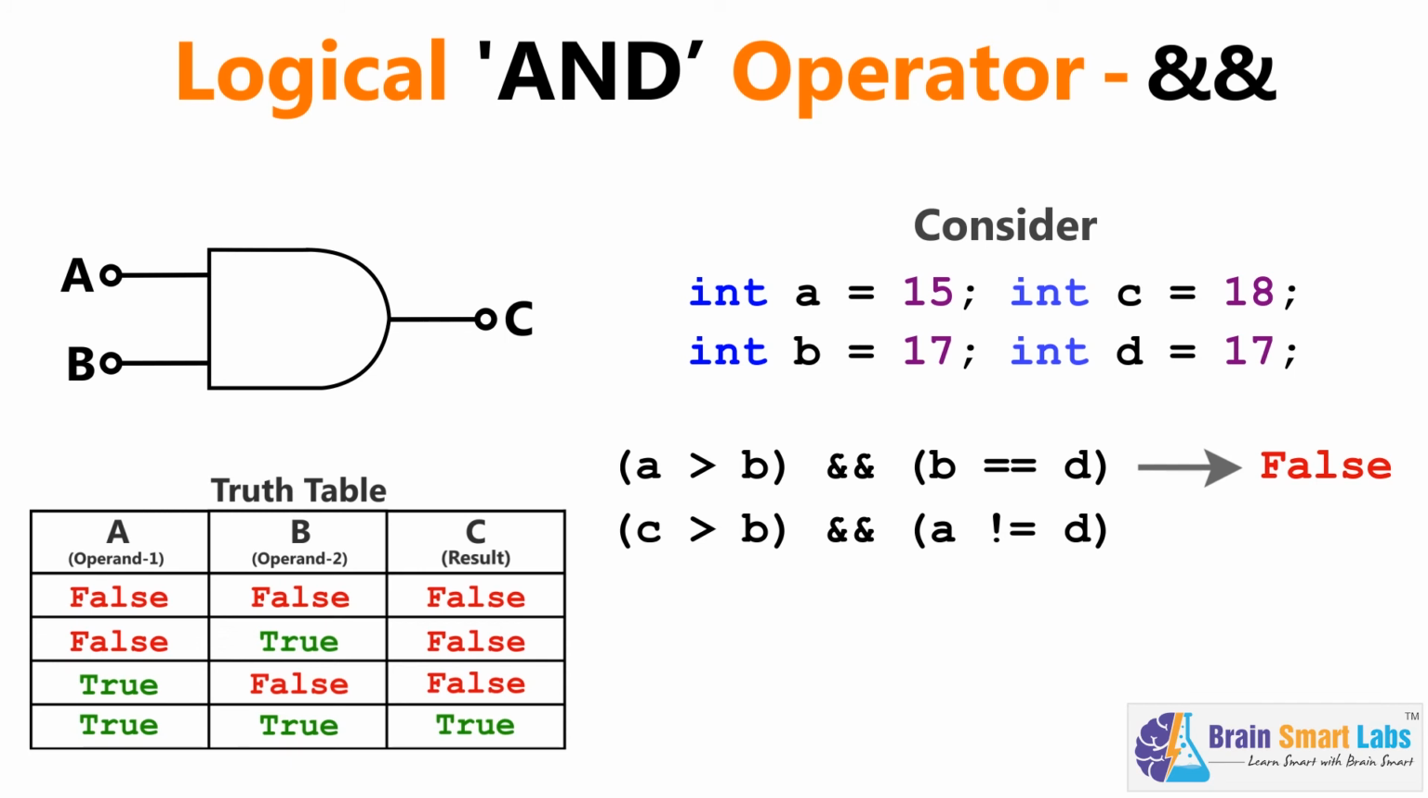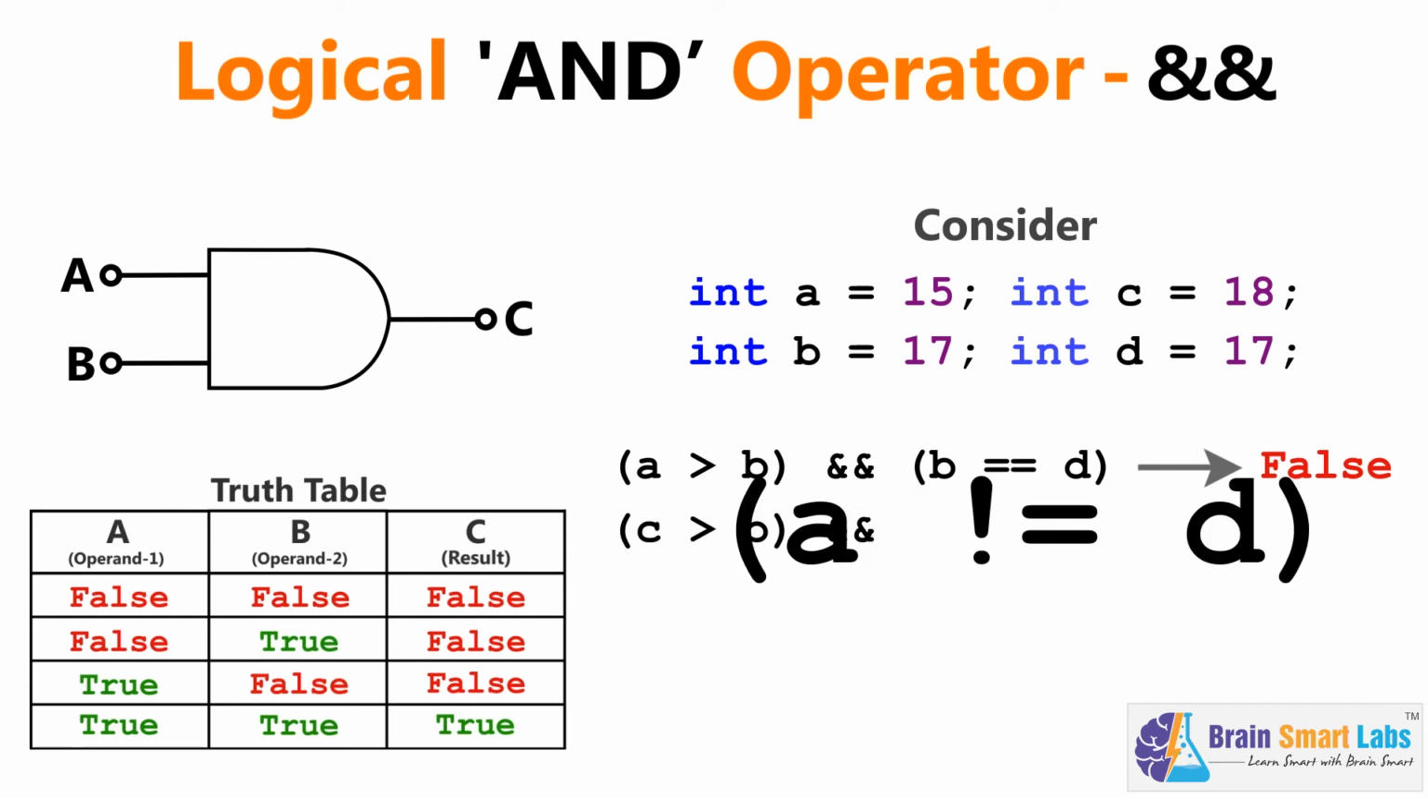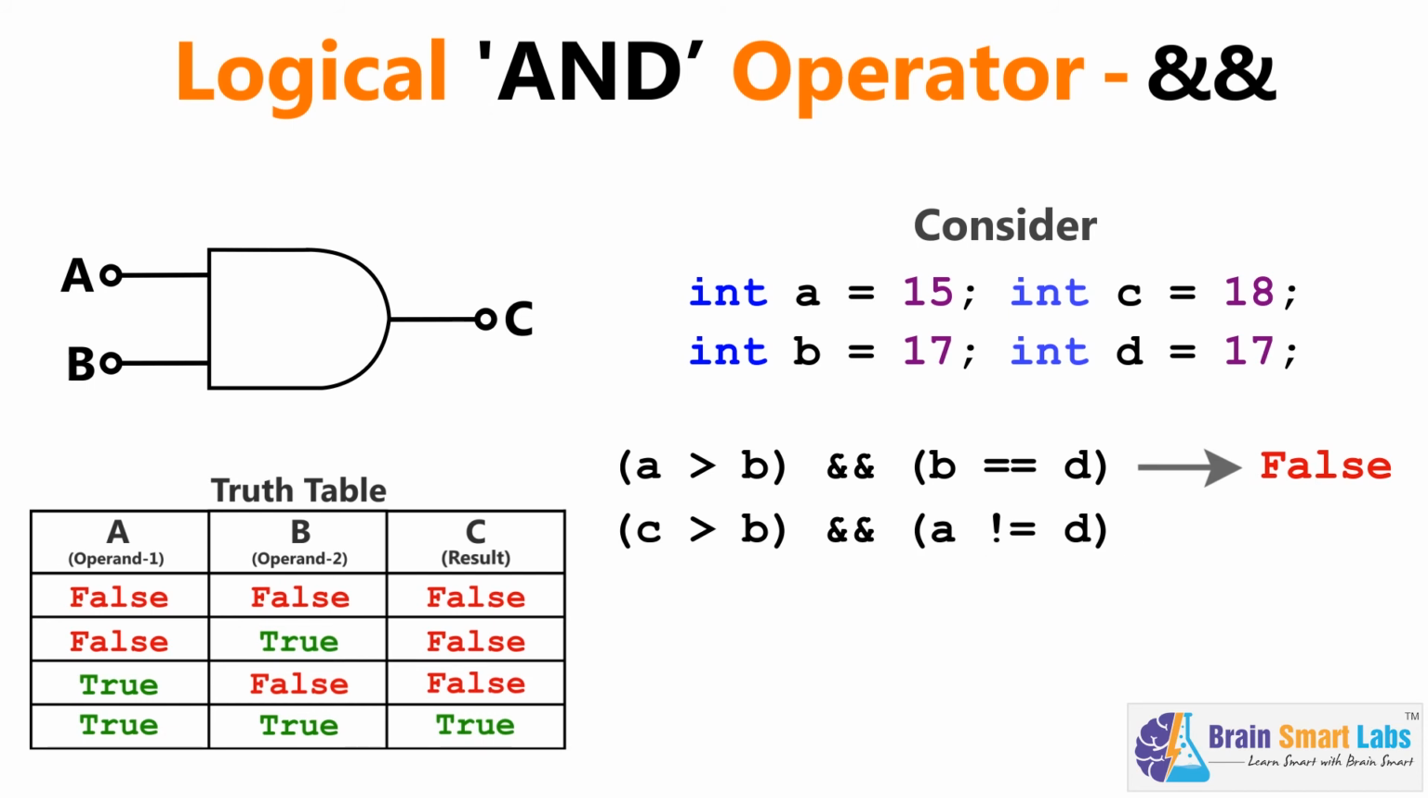Let us take one more expression for example. Here the first relation C greater than B relates to true. The second relation A not equal to D also relates to true. As both the relational expressions are turning out to be true based on the truth table defined, the output of this logical AND expression is true.